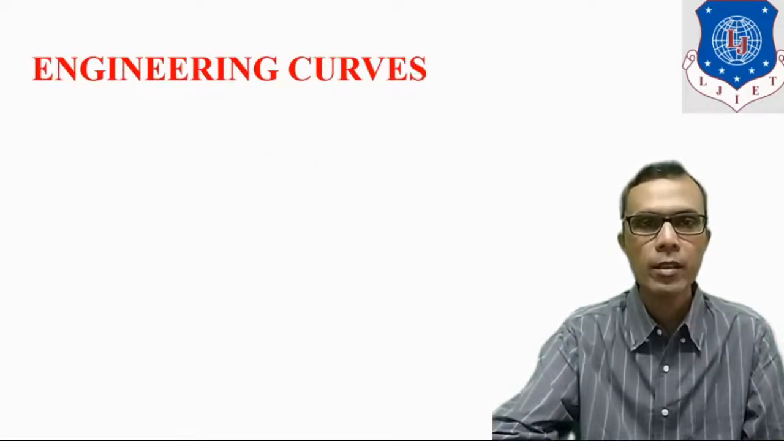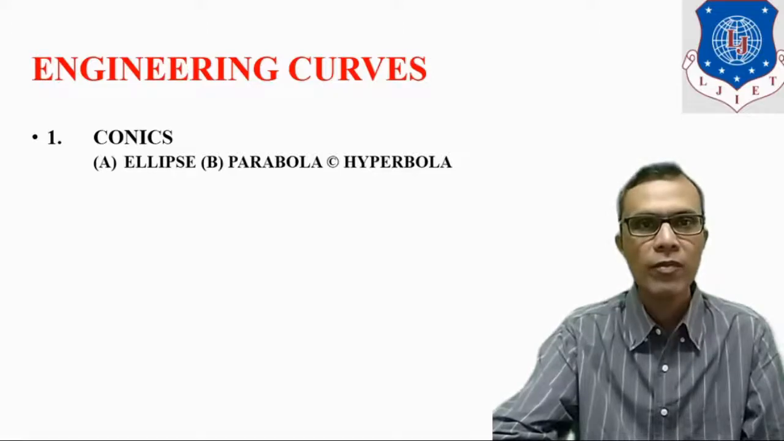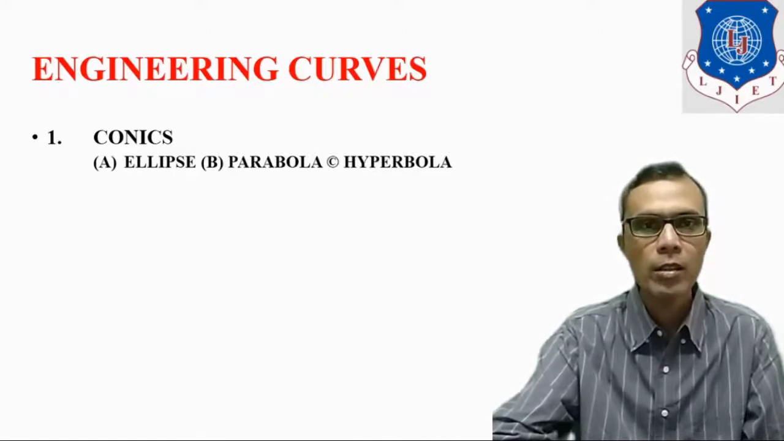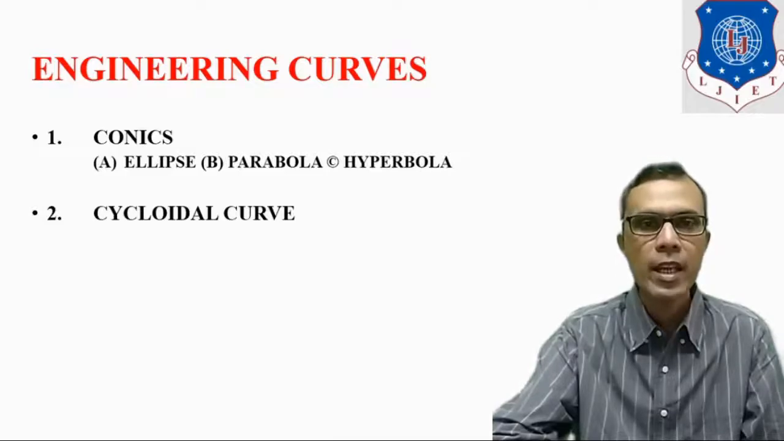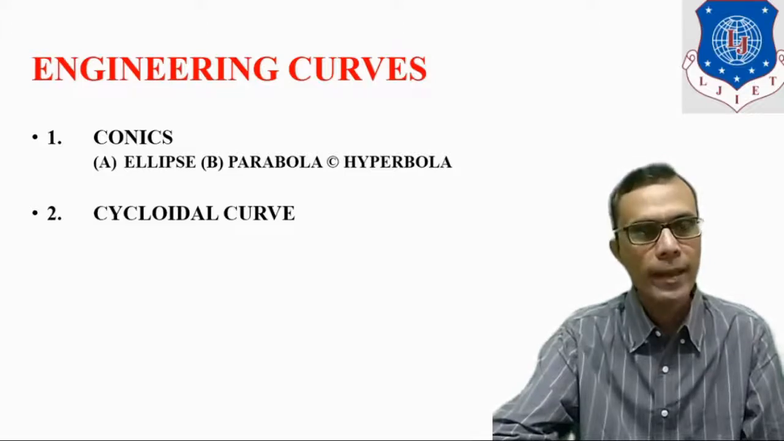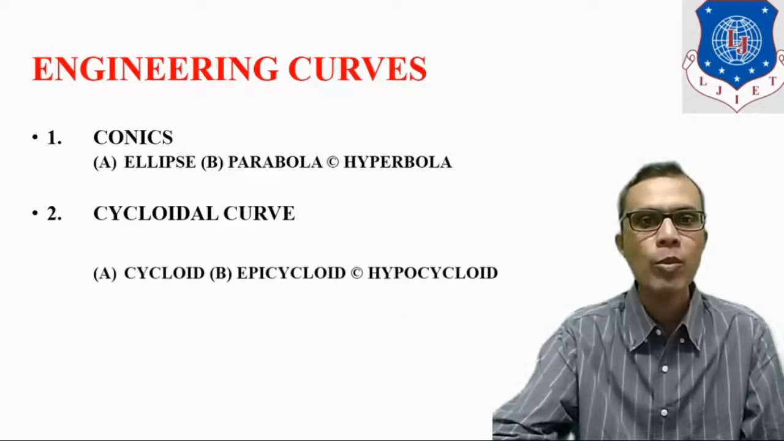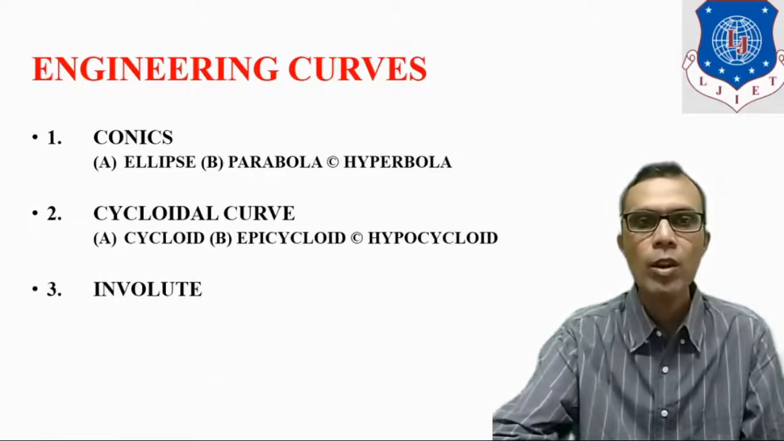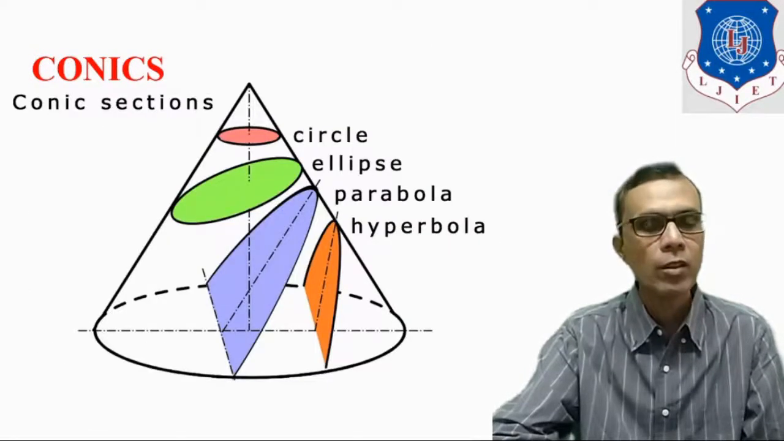Today we will discuss the chapter Engineering Curve. In this chapter, you have to study different types of curve. First type is conics. In conics, you have to study different methods to draw ellipse, parabola and hyperbola. Next type is cycloidal curve. In this category of curve, you have to study different methods to draw cycloid, epicycloid and hypocycloid. Next type is involute and then spiral. So now let us start with conics.